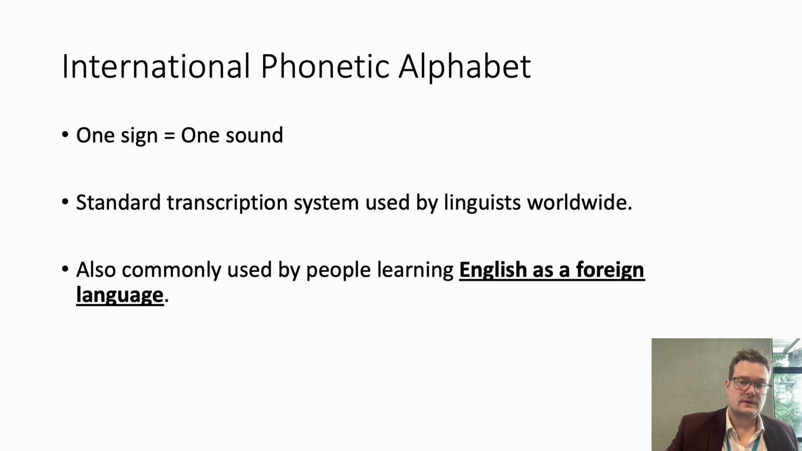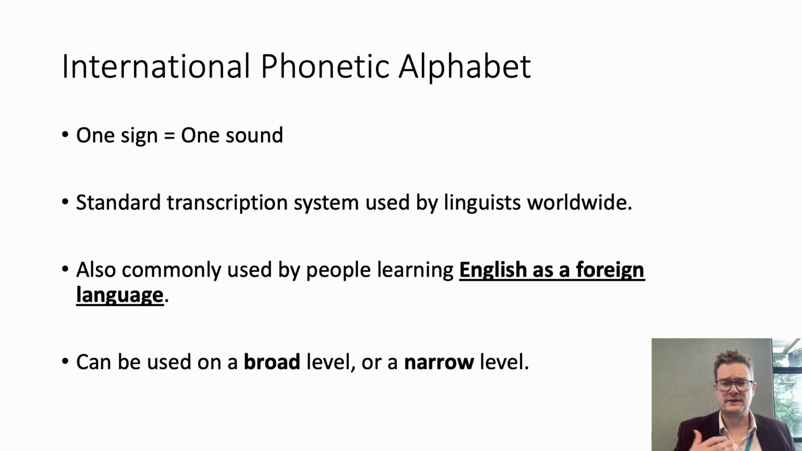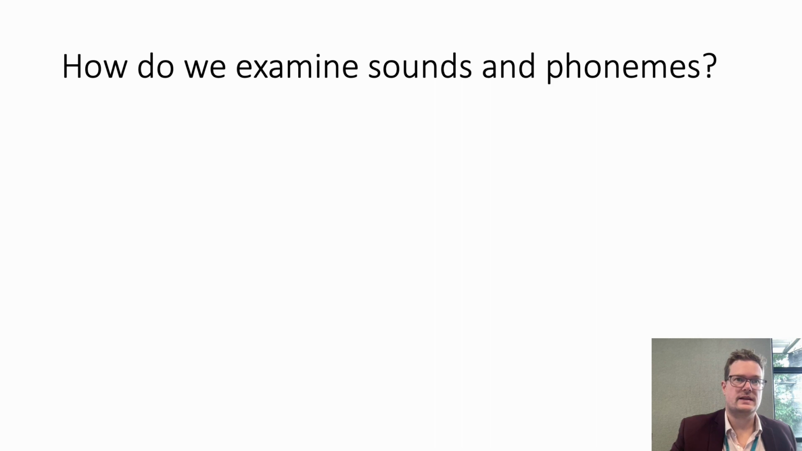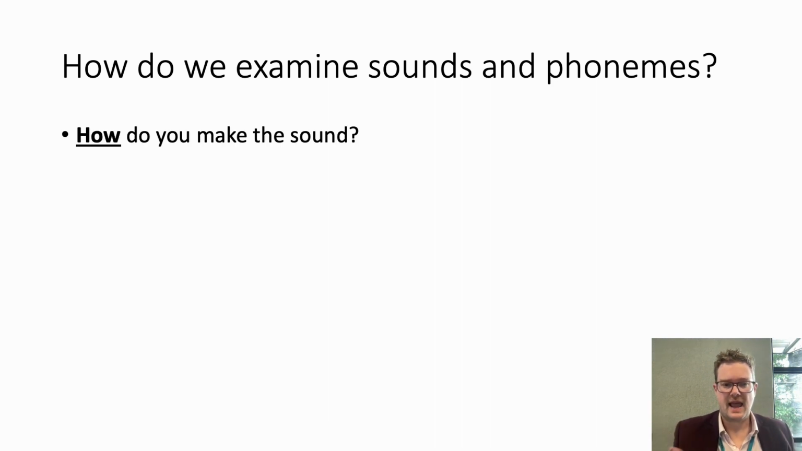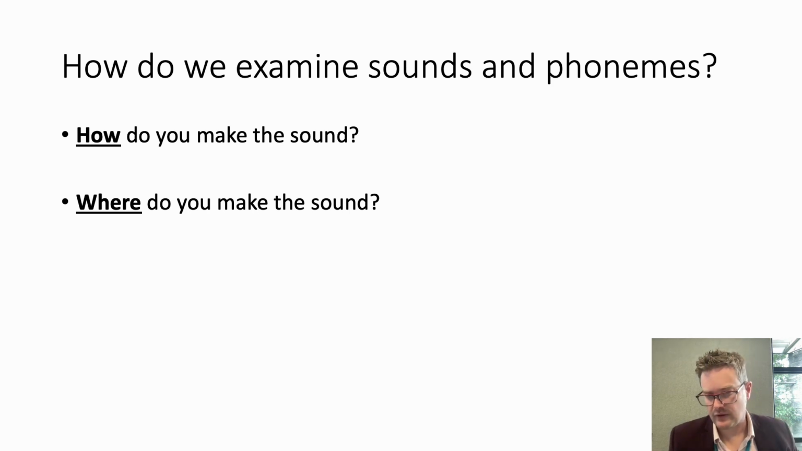Now, as I said as well, people who learn English as a foreign language often use it, and you can use it on a broad level where you're just generally describing the sounds, or a really narrow level when you're being extremely specific with how you're describing the sounds. Now, how do we examine all of these sounds and phonemes? Basically, you've got to look at two things, or kind of three things. The two big ones, though, are how do you make the sound? Like, what are you doing in your mouth to make this sound? And then secondly, where do you make the sound? Which part of your mouth or your throat is making this sound?